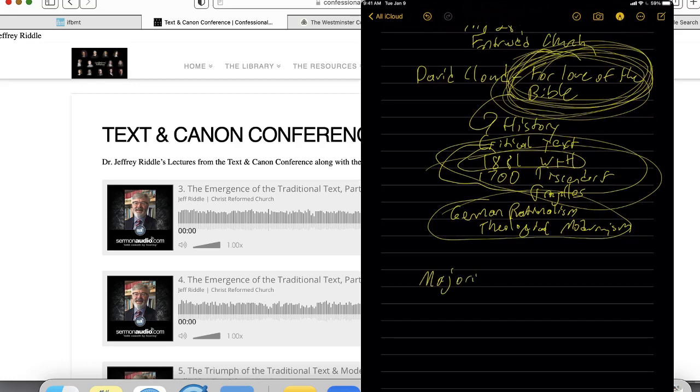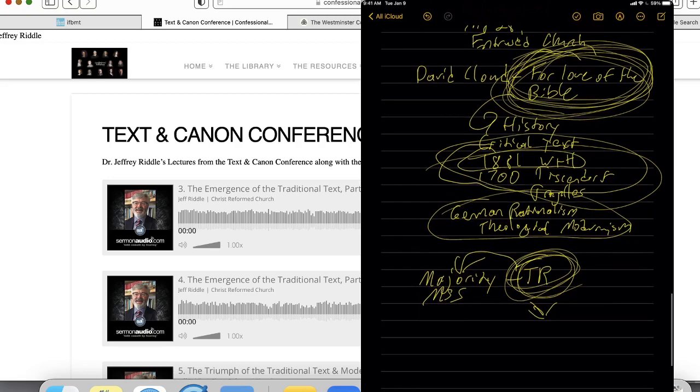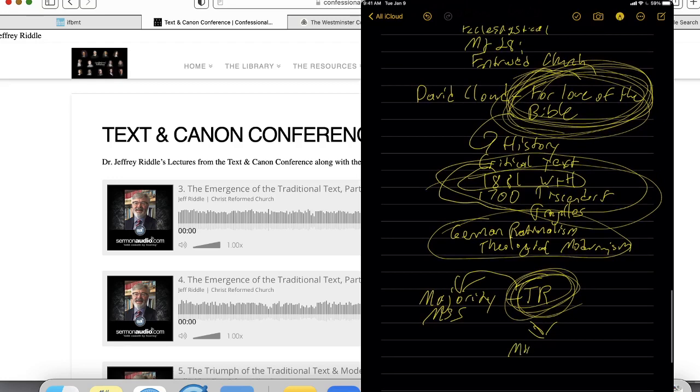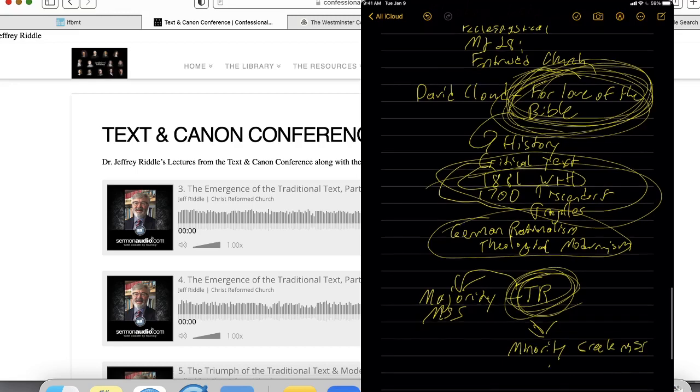Now, it's very important to realize that a lot of people will talk about the TR as if the TR represents the majority of Byzantine or majority of Greek manuscripts. And it's just not true, because in the TR, and even Jeff Riddle will admit this, there are some readings that have minority Greek manuscript support, but which will have some Latin.